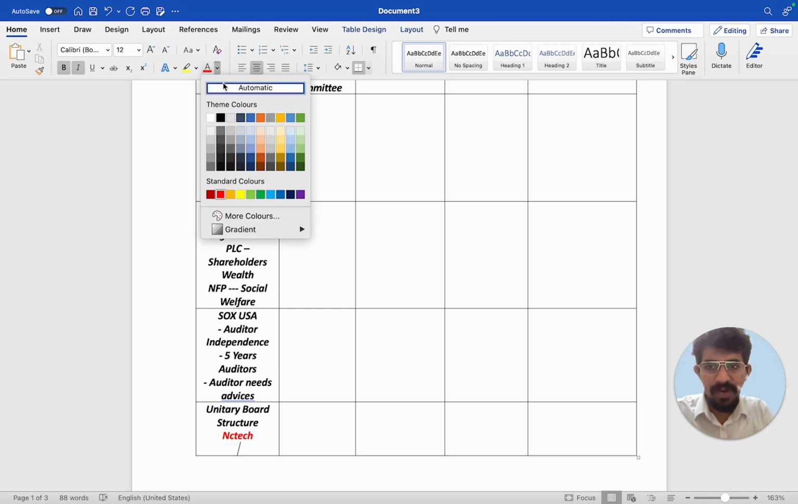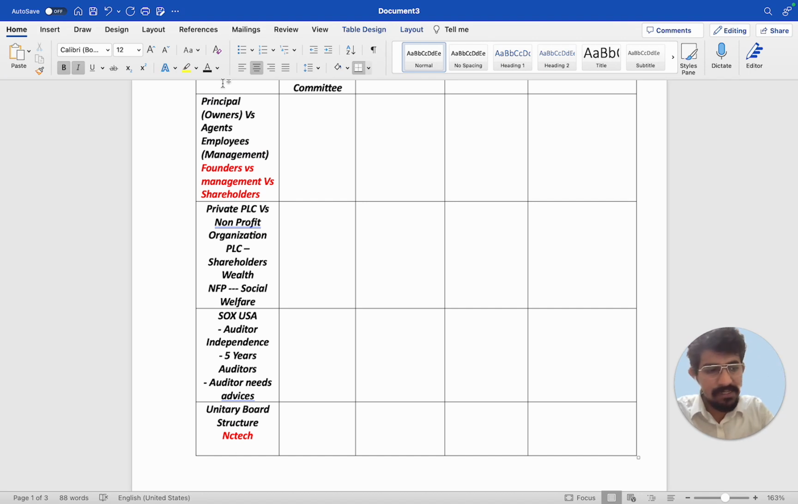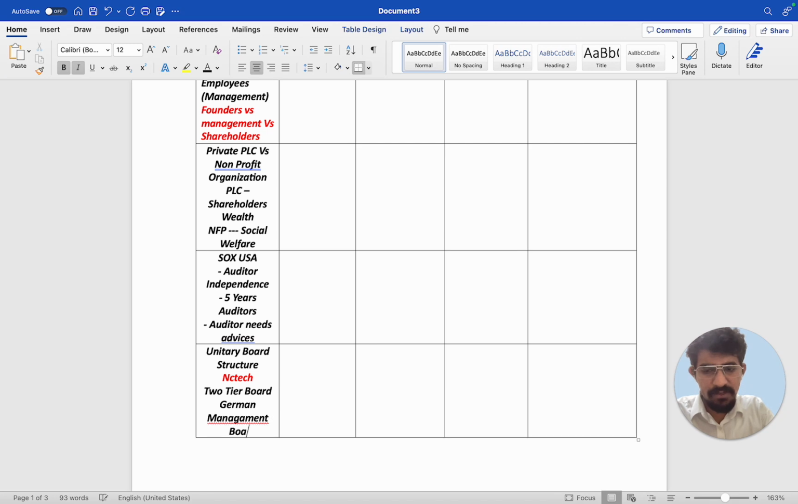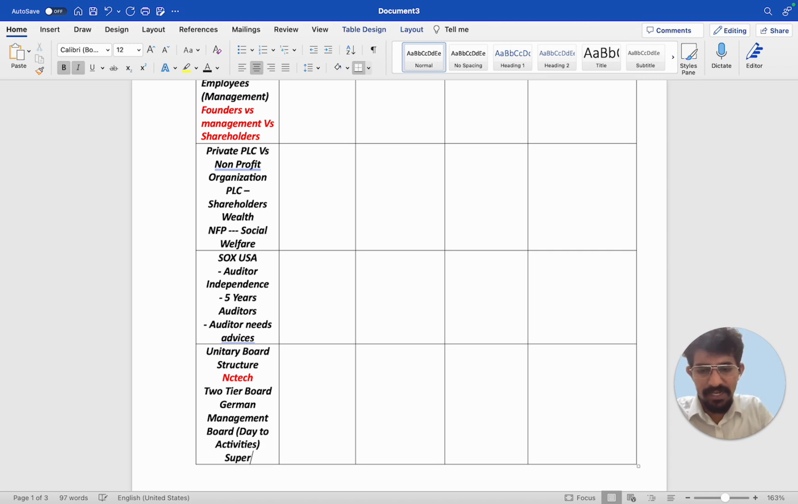And then students, there is one more entity, it is effectively called as two-tier board. Students, this is generally operated in countries like Germany. Just have an idea. So how is two-tier board is very simple students. There are two things. So one is called as the management board, that is the board which is effectively taking the day-to-day activities, like our executive directors. And the other one is students, we call it a supervisory board. That is like a very higher level. They design the strategy, everything in simple language.